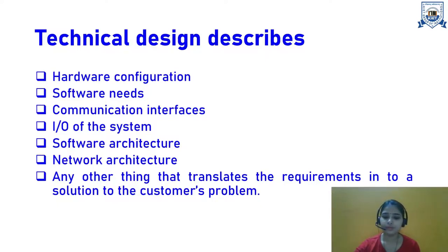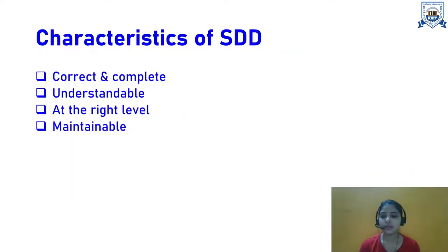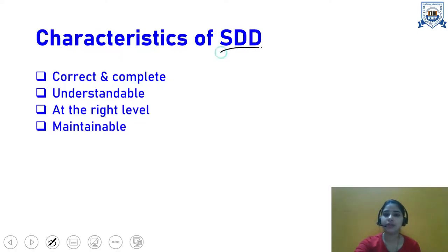Okay, so here we see that the design document is very important to implement, or I can say to code. So what are the characteristics of that SDD, that means the software design document? That document should be correct and complete. It should be understandable, with no ambiguity and no confusion while analyzing or reading that document. So it should be understandable at the right level.